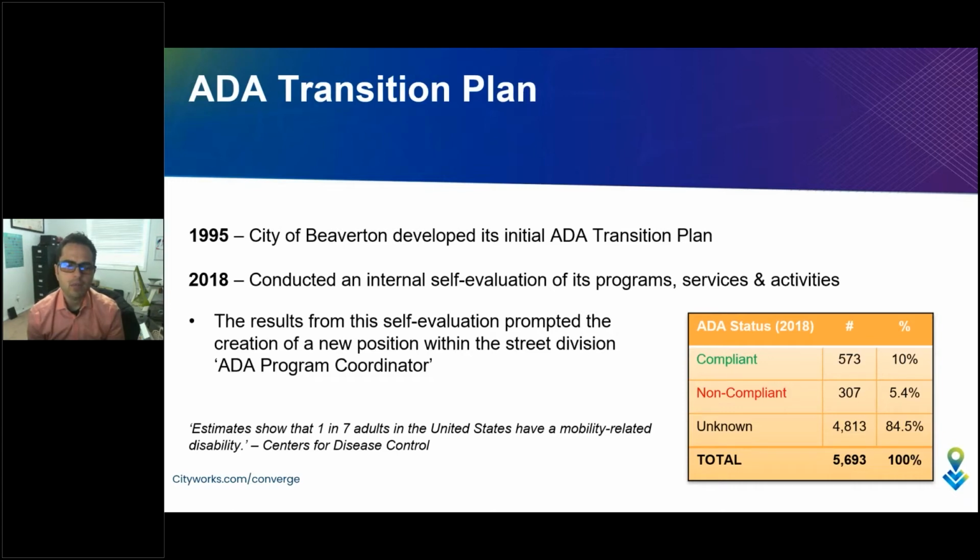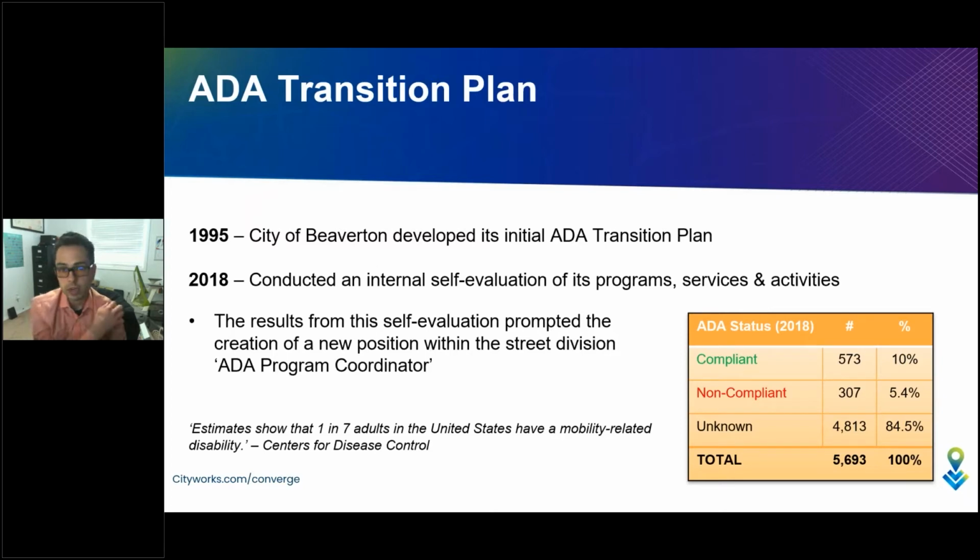At that time, we did a quick assessment of our curb ramps, and we had about 5,700 curb ramps. Out of the 15% we assessed, about a third were not in compliance. So at that point, we realized that we also had a problem and needed to rectify the issue. In 2018, the city conducted an internal self-evaluation of all of its programs and services, including the ADA curb ramp. One result was a new title, ADA program coordinator, within the street division, who would oversee the ADA curb ramp project specifically.